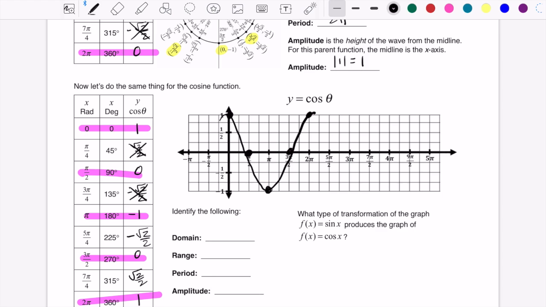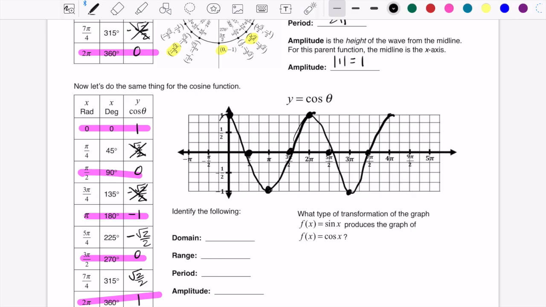It starts above the origin if it's positive, and below the origin if it's negative. And just like sine, that pattern will continue. So we start at 1, then we go down to the midline, then we would go negative 1, back to the midline, and then back up, and it just keeps going. So you can kind of see it looks very similar to the sine graph. The only thing that's different is where you start, right? So this actually says what type of transformation of the graph turns sine of x into cosine of x.